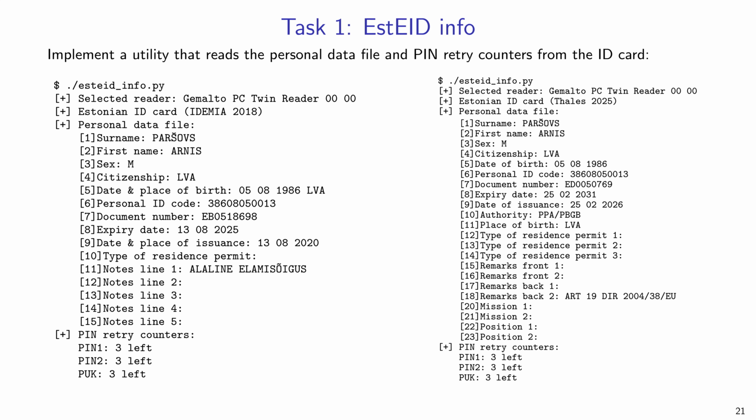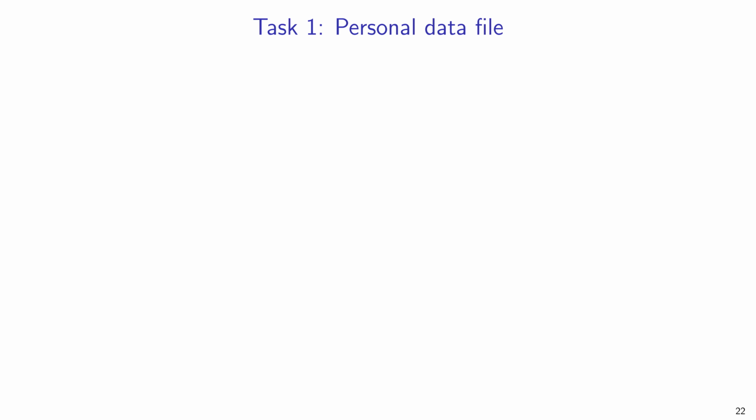Your solution only needs to support one ID card platform, either the older IDEMIA generation or the latest Thales ID card generation, depending on which one you have. So how to read the personal data file? For the previous generation ID card platform, you can check the IDEMIA specification on page 30, but here is how to do it.